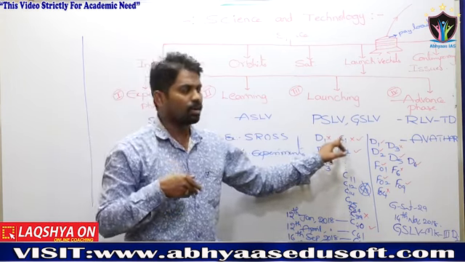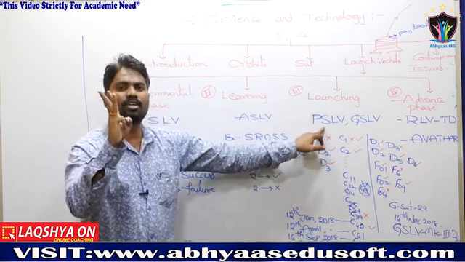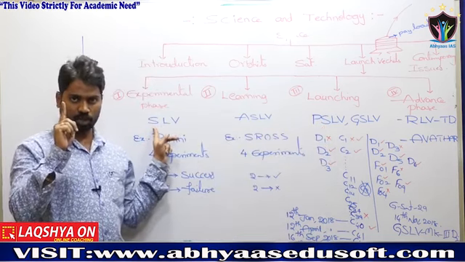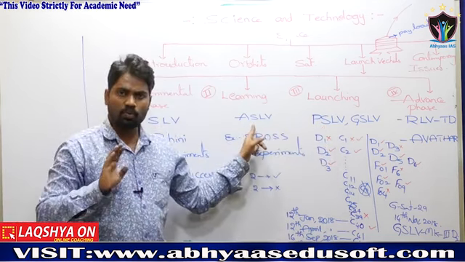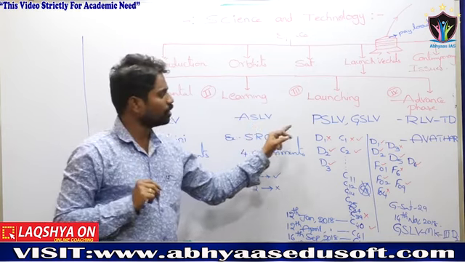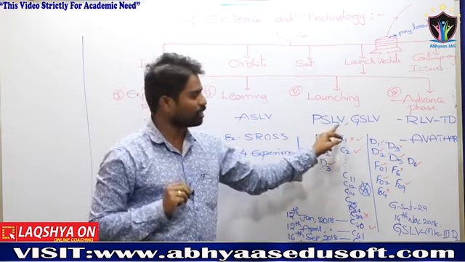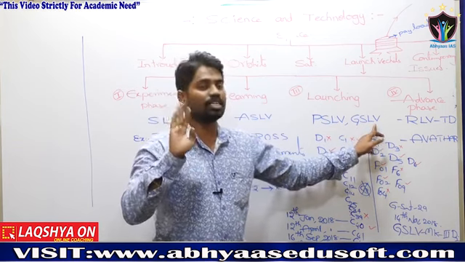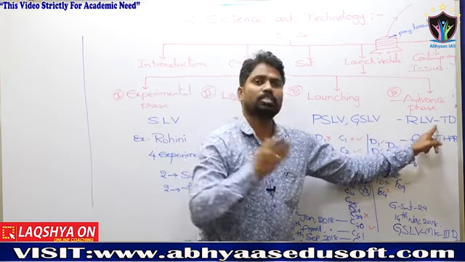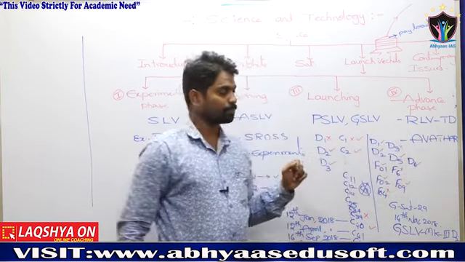Commonly, we treat PSLV as the 3rd generation. SLV is the 1st generation. ASLV we treat as the 2nd generation. PSLV is the 3rd generation. GSLV is the 4th generation. RLV-TD is the advanced phase.